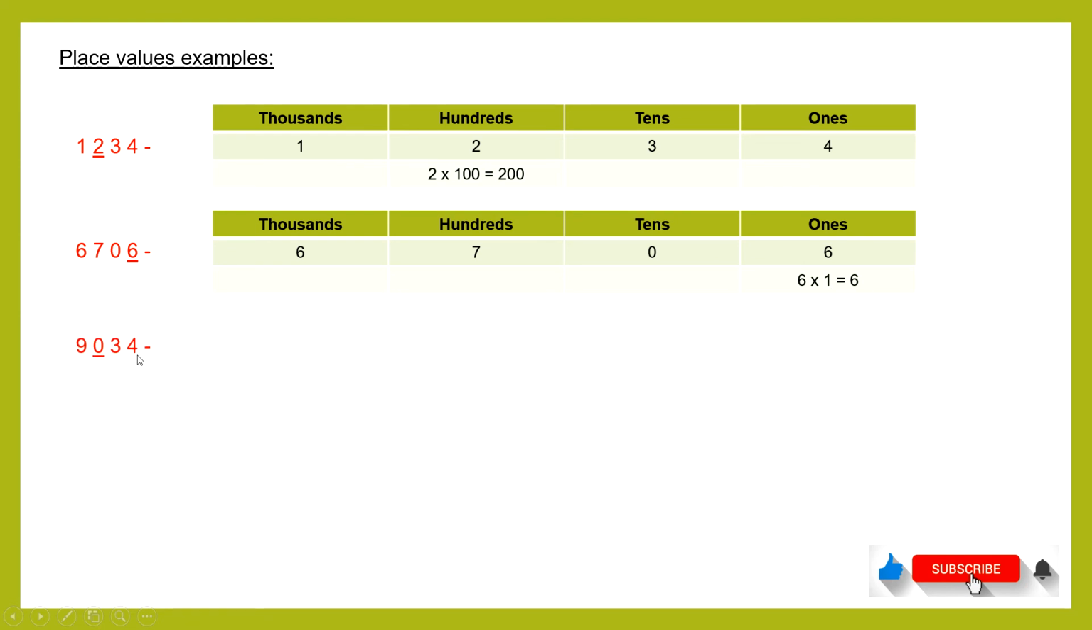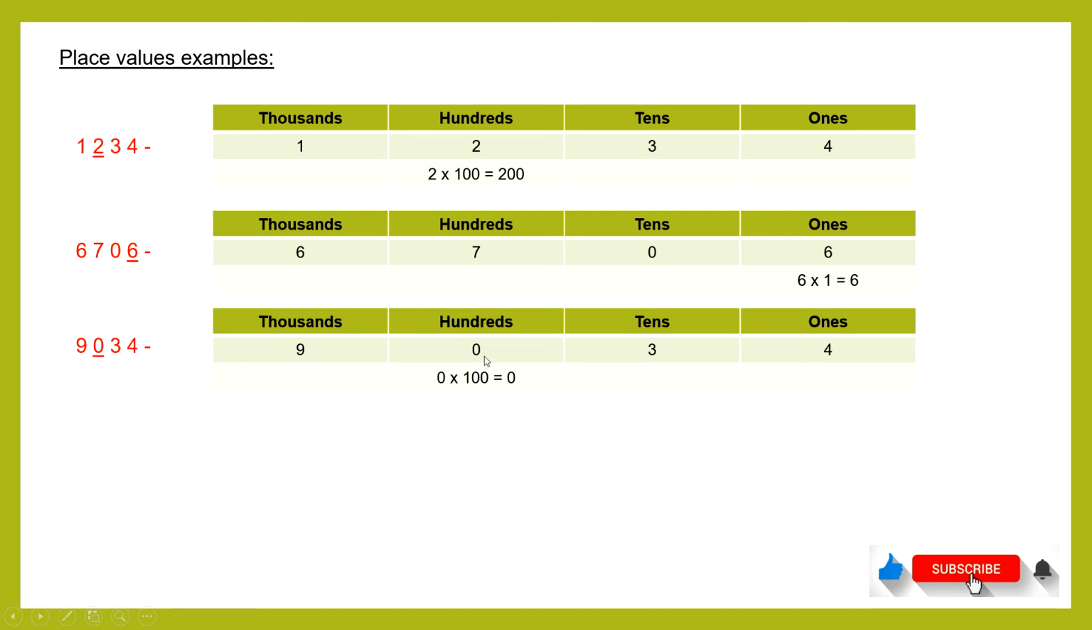Next number is 9034. This is just to show 0 doesn't have any place value. 0 is at hundreds place, but when we multiply any number with 0, it gives us 0 only. So 0 doesn't have any place value. We can still read this number as 9034.